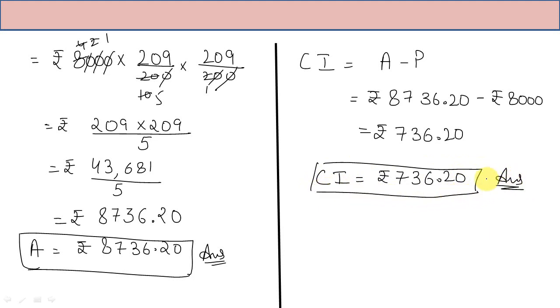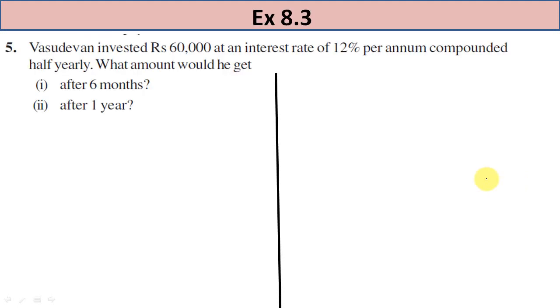Now let's see the question number 5. Vasudevan invested rupees 60,000 at an interest rate of 12% per annum compounded half year. वासुदेवन ने कितने रुपीस इन्वेस्ट किए? 60,000 रुपीस इन्वेस्ट किए कितने इंटरेस्ट रेट पे? 12% पर annum इंटरेस्ट रेट पे compounded half year. So what amount would he get after 6 months? And then you need to find out the amount he will get after a year, right?